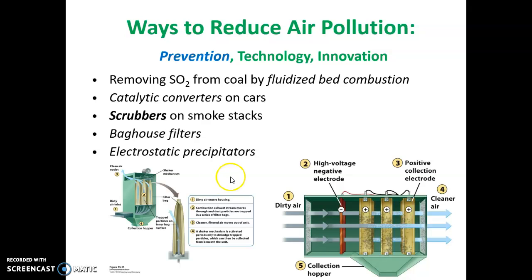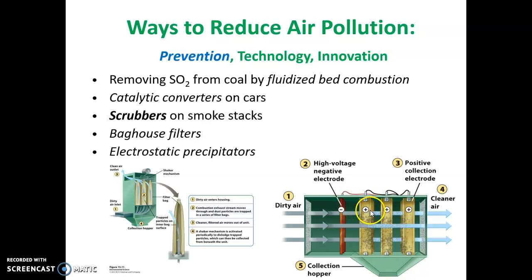And the last technique here is electrostatic precipitators. And again, it sounds a little fancier than it really is. So dirty air containing pollutants is moved in, and it goes across an electrode, which is something that is negatively charged. And the dirty air pollutants pick up this negative charge. So they now have a negative charge attached to a particular pollutant.